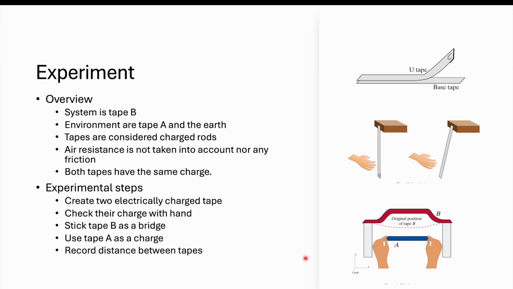So here are the experimental steps used to create the tapes and do the experiment. I've already went into detail in Lab 1. In other words, we just create two charged tape. We check their charge with our hand, we stick it on a bridge and keep the one below it, record the distance apart and all other constants, and we can then proceed to calculations.